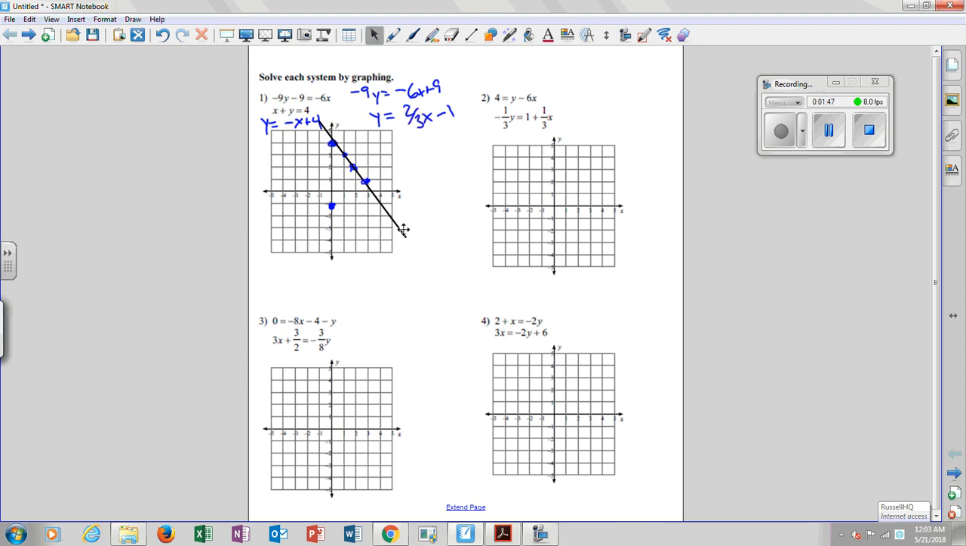I'm sure if this line had been drawn straight, it would have gone right through that point. And so your graphs would look like this, and your answer would be 3, 1, because that's where they intersect.